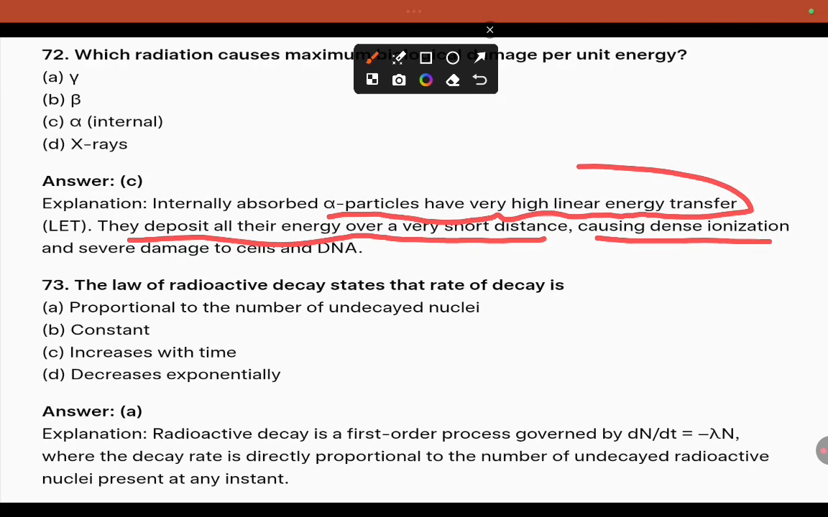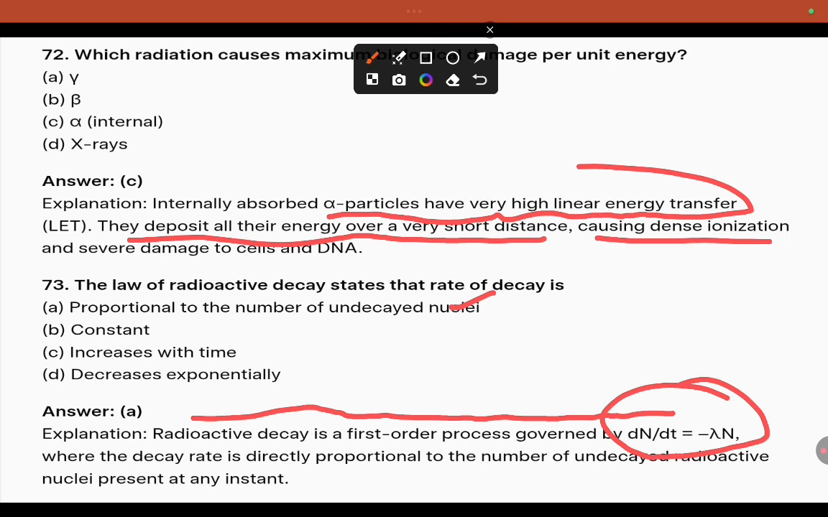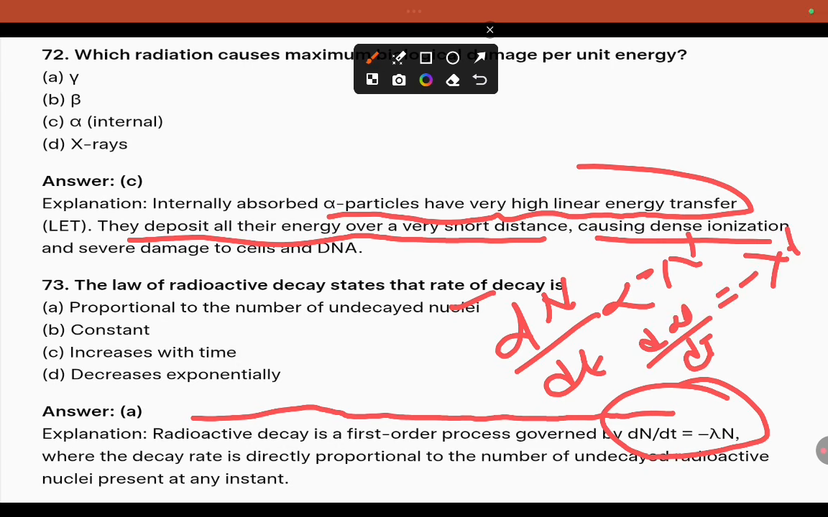The law of radioactive decay states that the rate of decay is proportional to the number of undecayed nuclei. Radioactive decay is a first order process governed by dN by dt proportional to N. Remove the proportionality in the opposite manner: dN by dt equal to minus lambda N. So the decay rate is directly proportional to the number of undecayed radioactive nuclei present at an instant.